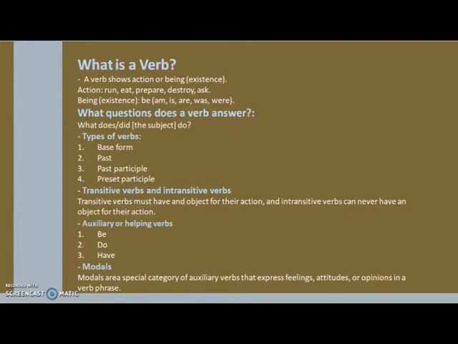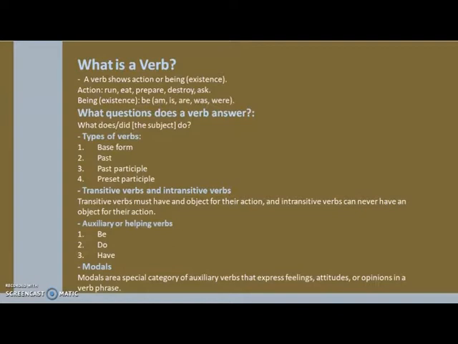The second part of speech is a verb. What is a verb? A verb shows action or being. Action is basically run, eat, prepare, destroy, ask, walk. And being is existence, which is be: am, is, are, was, were. What question does a verb answer? What does or what did the subject do? What types of verbs do we have? We have base form, past, past participle, present participle.